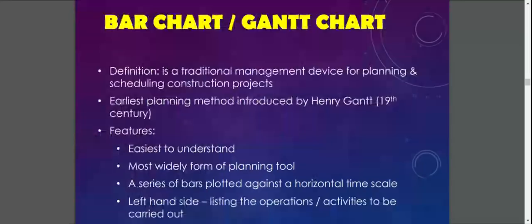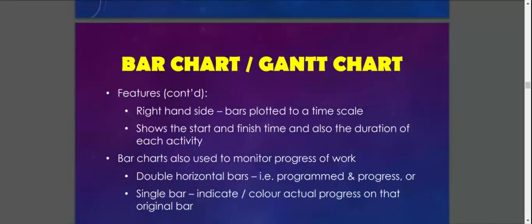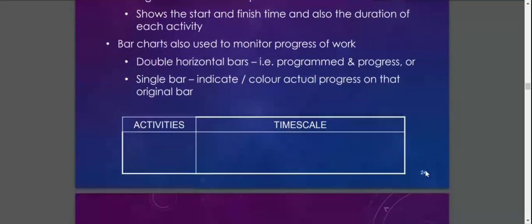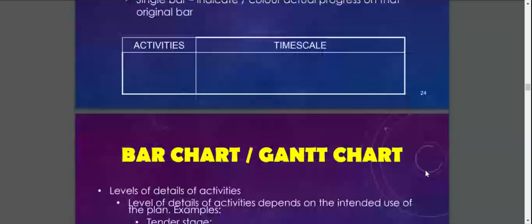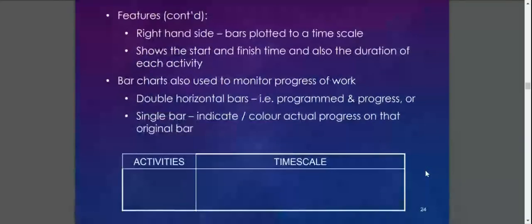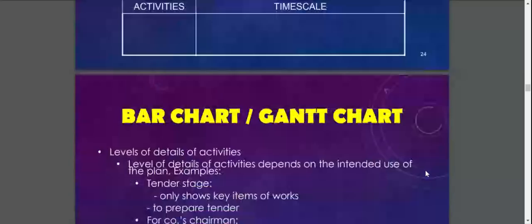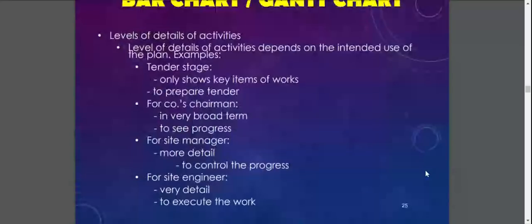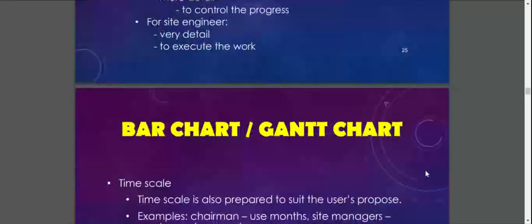It consists of a series of bars plotted against a horizontal time scale. So it lists all the operations and activities to be carried out. If you look at this slide, the bar chart is quite simple. You just list the activities and include the time scale. In terms of the level of activities, it depends on the intended use of the plan.